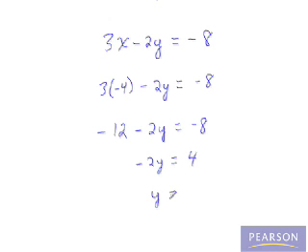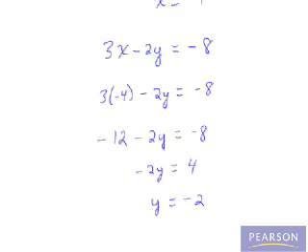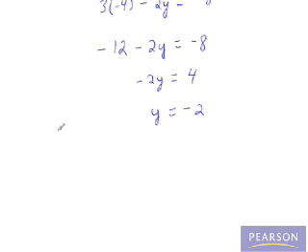And now we'll divide both sides by negative 2. 4 divided by negative 2 is a negative 2. So our x-coordinate is negative 4. Our y-coordinate is negative 2. So our final answer would be negative 4, comma, negative 2.